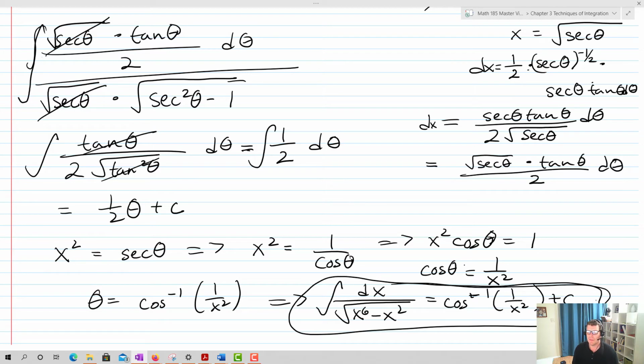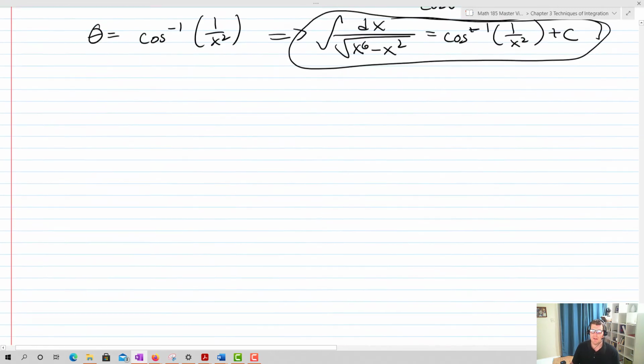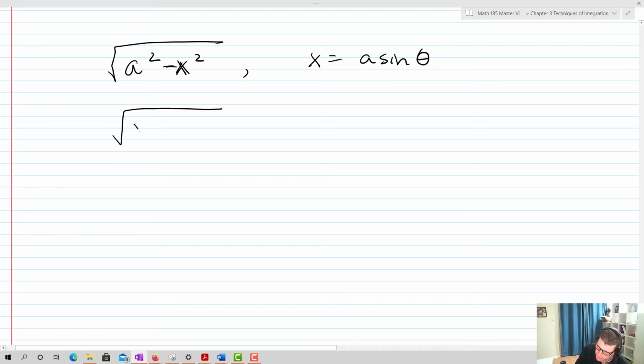So that completes the lecture on trig substitutions. We've got 3 basic forms, and I'll rewrite them here for you. I have a form of a squared minus x squared. That substitution is going to have x equal to a sine theta. In addition to that, I'll have the square root of x squared minus a squared. That's going to have x equals a secant theta. Notice that the constant comes second there.